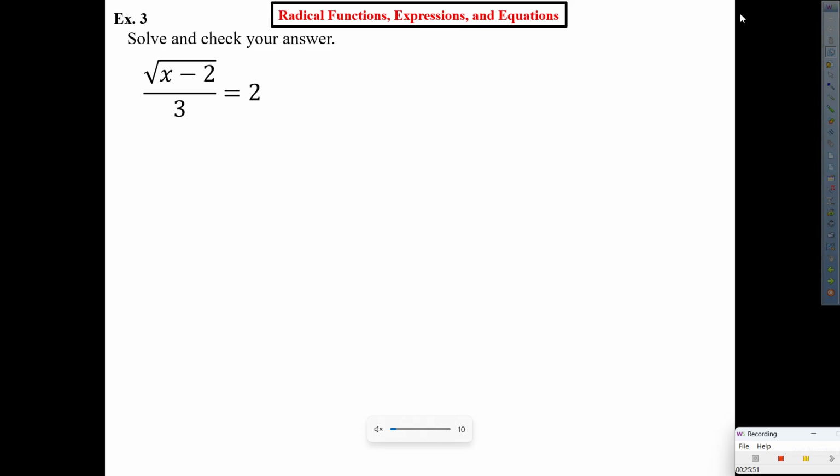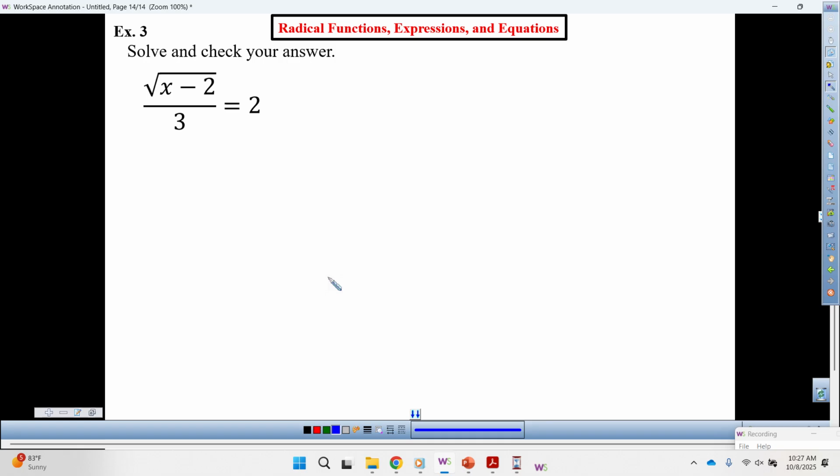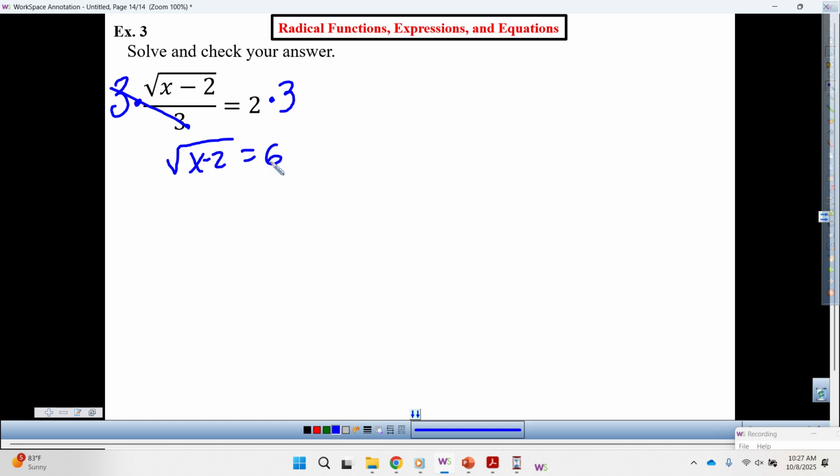All right, here we go. We need to leave the radical by itself. It's dividing by 3, so we need to multiply times 3 on both sides to get rid of that 3. So we're left with square root of x minus 2 equals 2 times 3, which is 6.